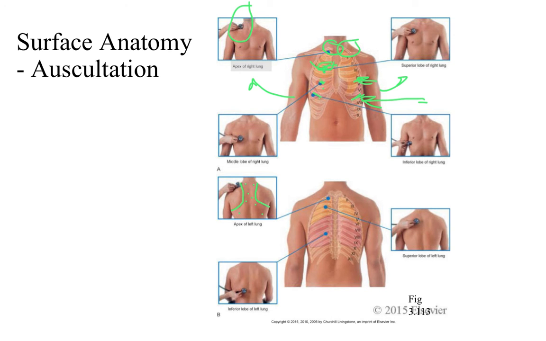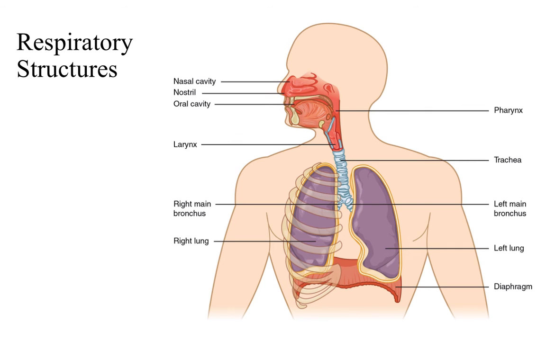Here we see an overview of the respiratory structures and the division between the upper and the lower respiratory tract. So here would be upper, here would be lower respiratory tracts, going from your trachea to your main stem bronchi to your lungs as well.